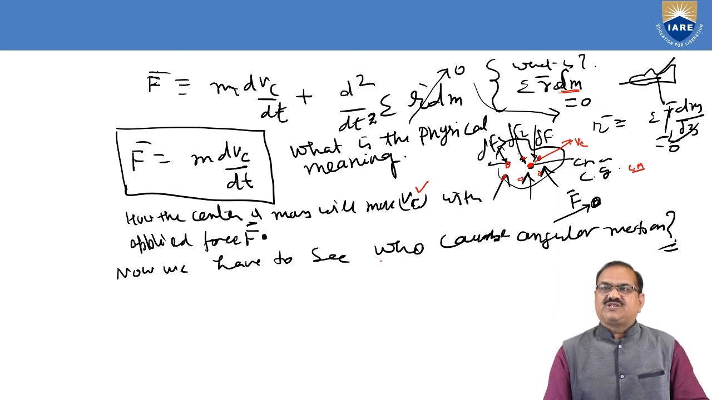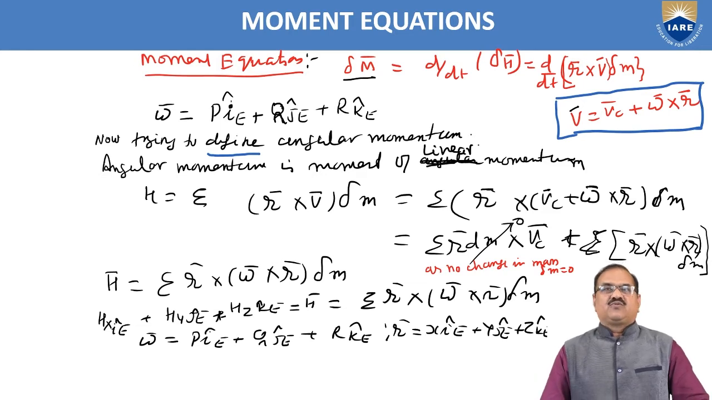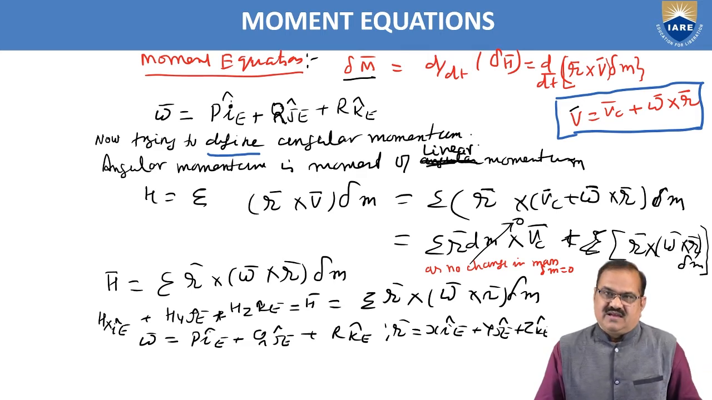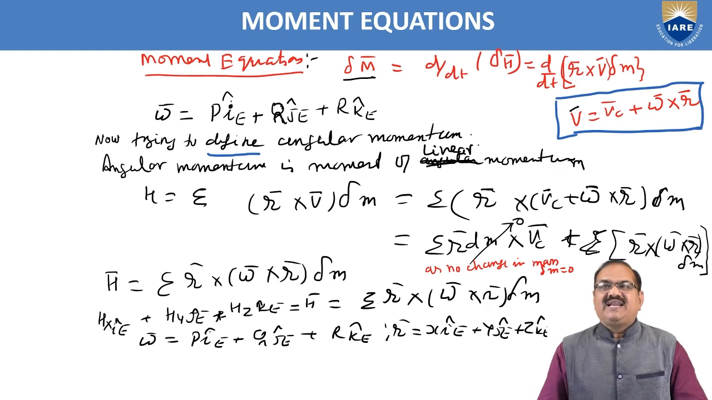Now we have to see what causes this angular motion. What are the components which cause the angular motion on the aircraft? So now we have to discuss the moment equations, because the angular motions are caused by the moments, and these moments are the rolling moment, pitching moment, and the yawing moment. So this we can see here that M bar = d/dt H bar.